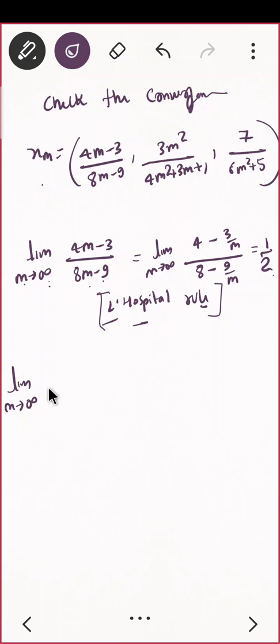We'll divide by, in that case, correct. Now we are going to divide by the highest degree, which is 2 and 2. So we will divide by m square. Once you divide by m square, what will you be having? 3/4. Do you agree?